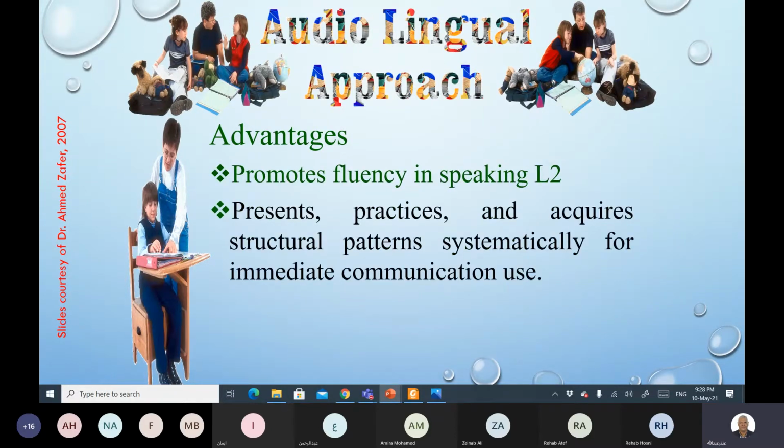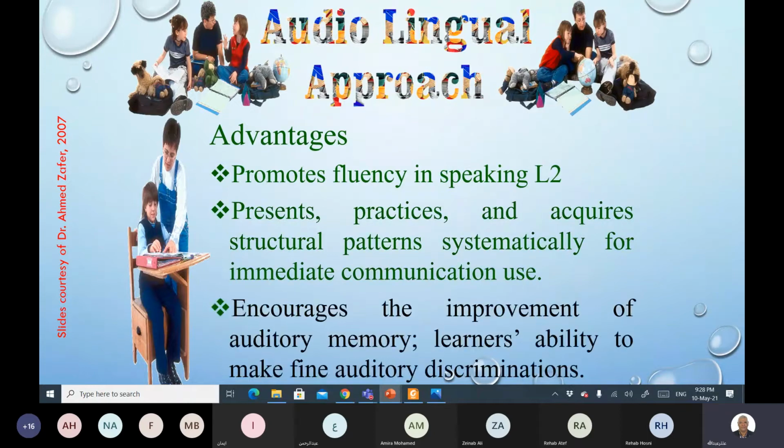In addition, this method presents and practices and acquires the structural patterns. زي ما قلنا in the patterns, one pattern can yield or can produce endless number of correct sentences. So they need the patterns. الباترنز هنا مش معناها rules of grammar، ولكن معناها الصيغ المختلفة اللي ممكن أطلع شبيه بيها وتبقى هي دي الجرامر الاندكتيف أو بشكل غير مباشر.